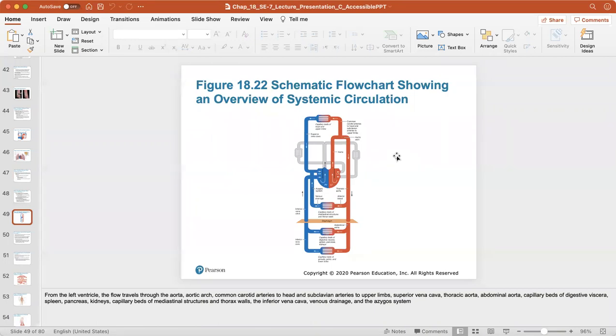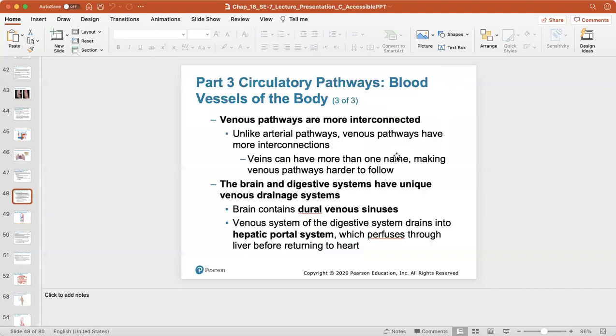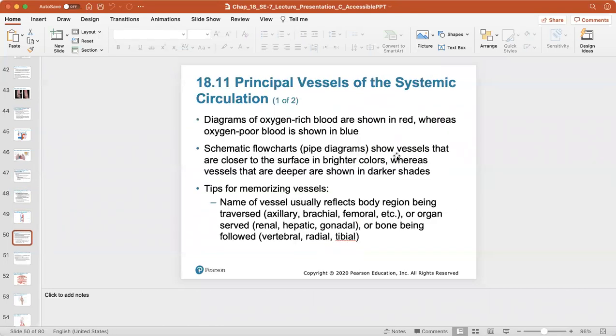So this is a look at the schematic flow chart showing an overview of systemic circulation taking into effect the digestive system and the brain system as well. Diagrams of oxygen-rich blood are shown in red, whereas oxygen-poor blood are always shown in blue. And these flow charts are called pipe charts because they're showing vessels that are closer to the surface in bright colors, whereas vessels that are deeper are shown in darker shades.